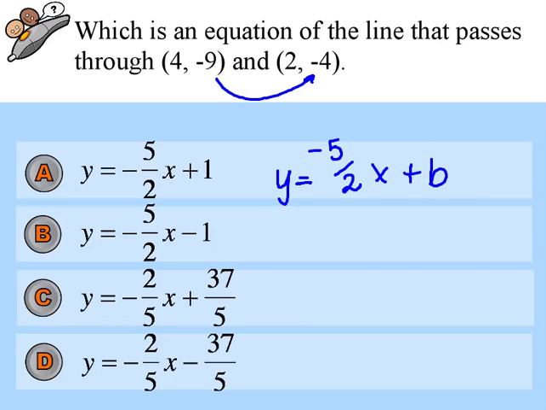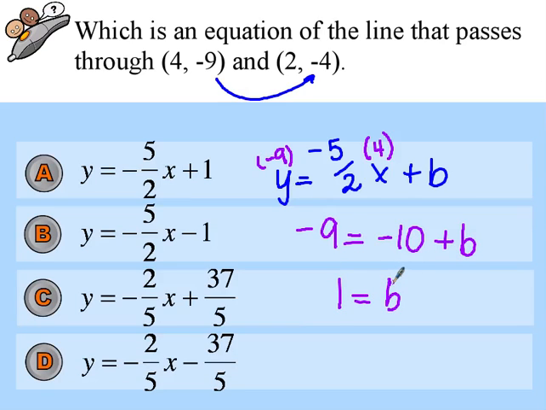Now I can go ahead and substitute a point in. It doesn't matter. I could substitute in the point 4, -9. Okay, so I end up getting -9 equals, in this case that should be -10 plus b. Add 10 to both sides and you get 1 to equal b, which is letter A.